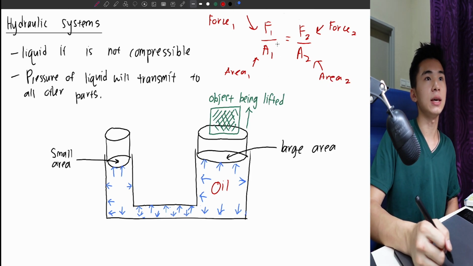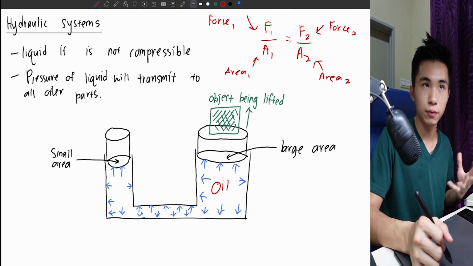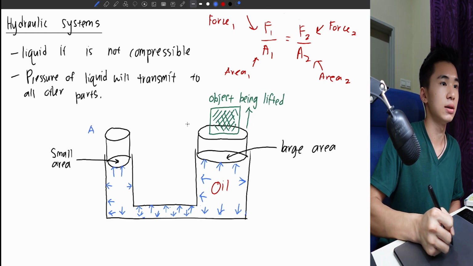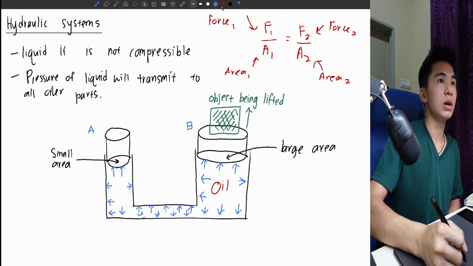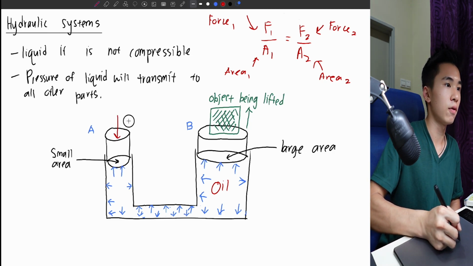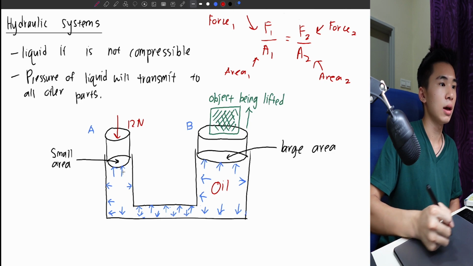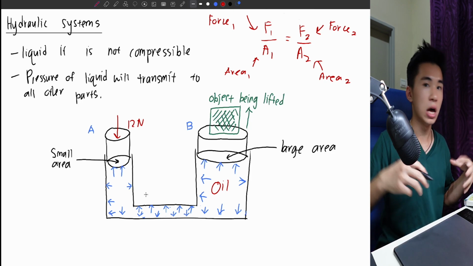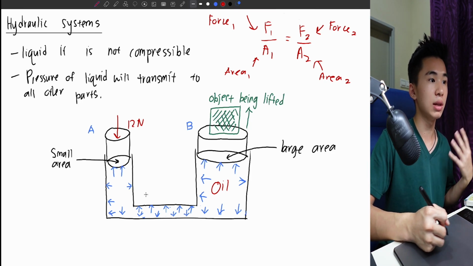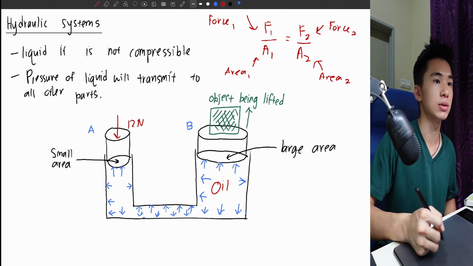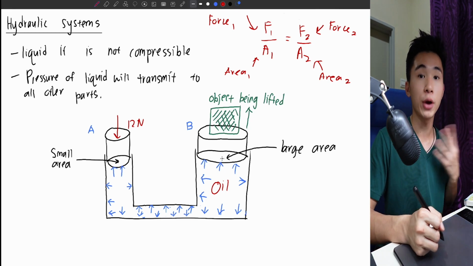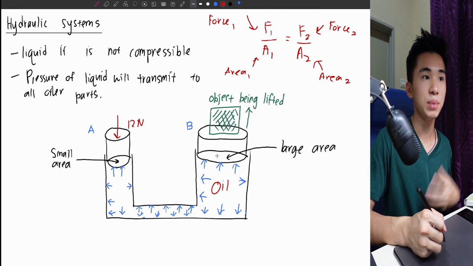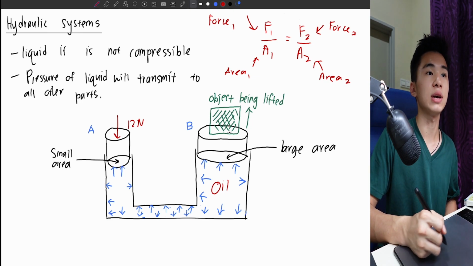Okay, so basically the system right here is conserved, which means it is constant, and I will name this cylinder as A and this big cylinder as B. So if you apply 12 newtons of force to this cylinder A, this cylinder will push the liquid, right? Which means you are compressing the liquid. At the same time, the liquid will exert pressure in all directions. If you have pressure, you will have force on this cylinder B, and the cylinder B will lift this green color box right here.